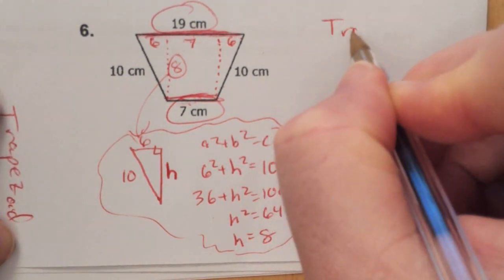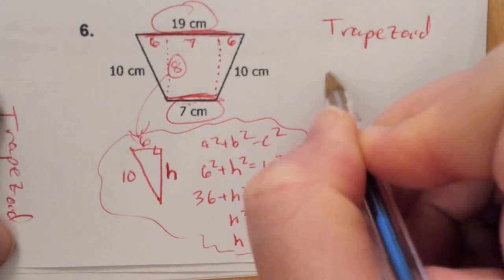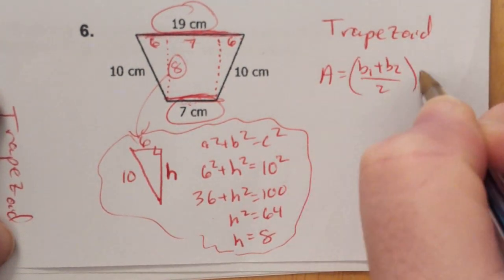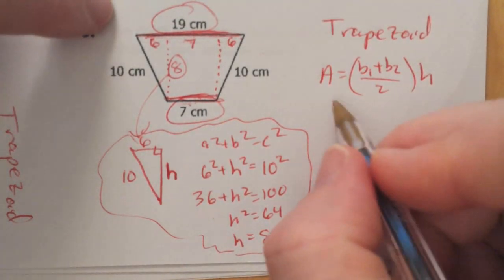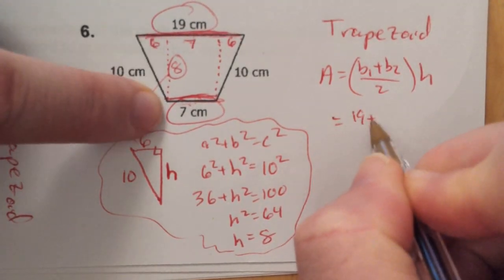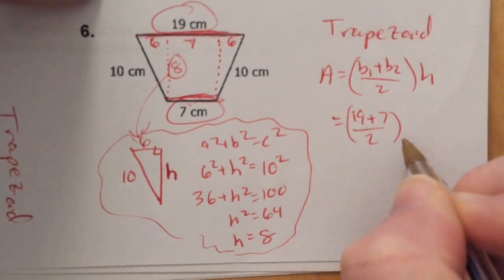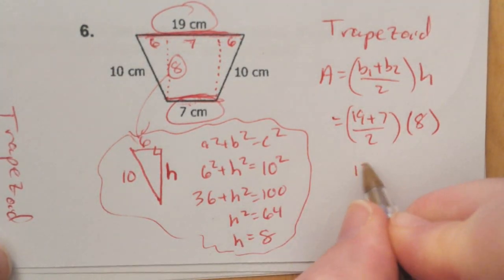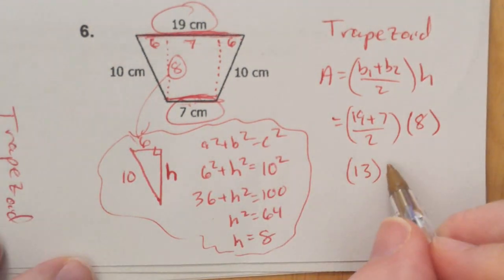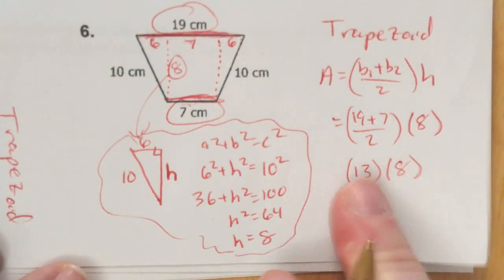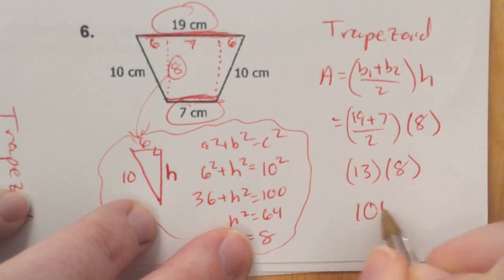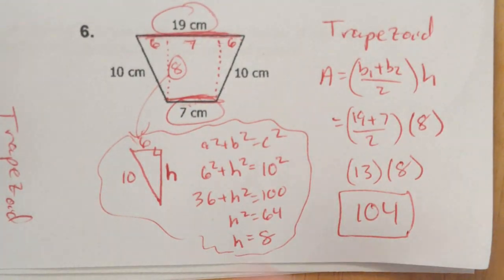Okay, now this is a trapezoid. And we know that area equals the average of the bases times the height. So base times height, basically. Equals the bases, which were 19 and 7, or vice versa, times the height, which was 8. 19 plus 7 is 26 divided by 2. So our average is 13. So that is 13 times 8, and you pop out with 104. So that is your answer. So 104.